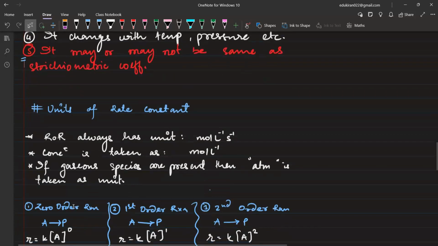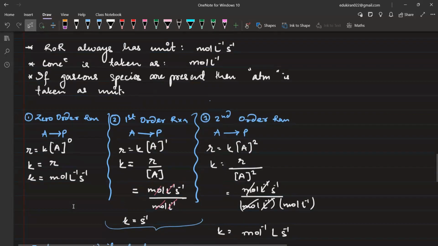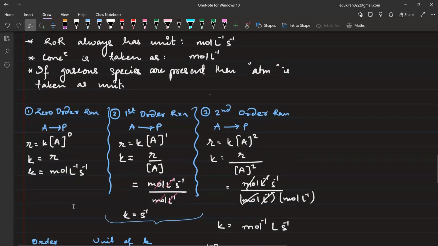So there are different orders of reaction, and for each of them, we are going to calculate the unit of rate constant. So for zero order, please pay a little attention here. Rate is equal to the rate constant into the concentration of A to the power 0. So when anything is to the power 0, it becomes 1. So the rate constant and the rate of reaction will be completely equal, and they will have the same units.